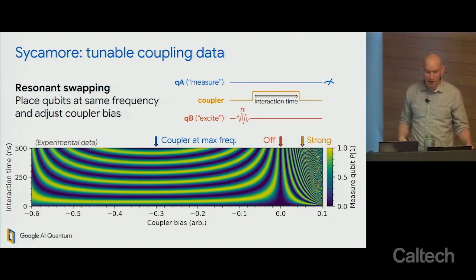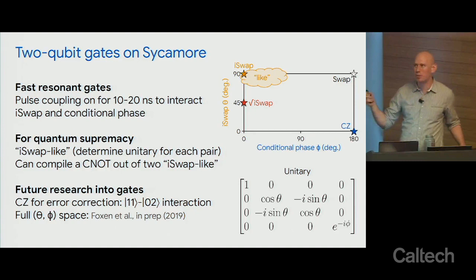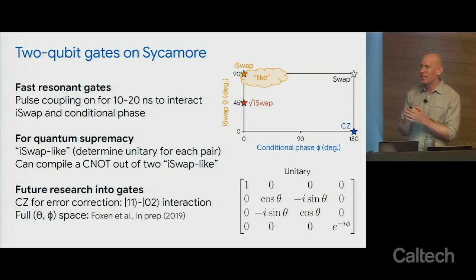Speaking of the interaction that we desired, what we want is a two-qubit gate. What we adopted for the quantum supremacy experiment was trying to choose the fastest, most high-fidelity entangling gate that we could possibly get between our two qubits. The way that we do that is with resonant gates, so the qubits are at the same frequency, and we pulse the coupling on for about 10 to 20 nanoseconds in order to get an iSWAP-like gate between the two qubits. Now, I said iSWAP-like.